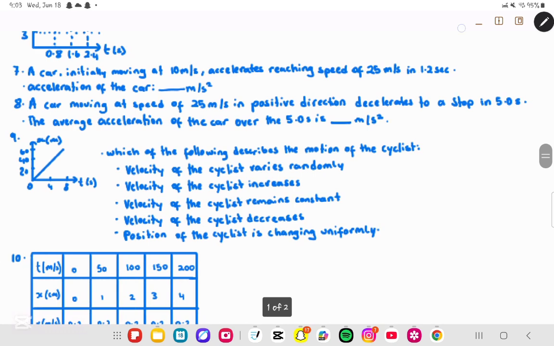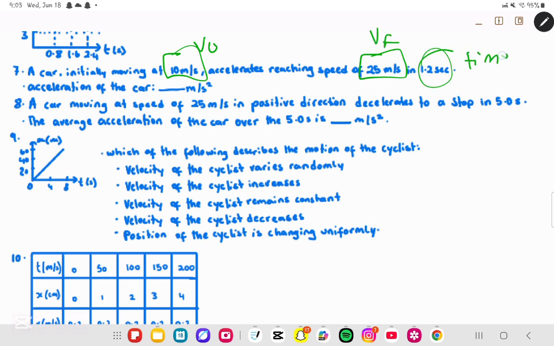A car initially moving at 10 meters per second, this is V initial, accelerates reaching a speed of 25 meters per second, so this is V final, in 1.2 seconds. This is the time. They want the acceleration of the car. Very simply, it is V final minus V initial over time. So V final is 25 minus V initial, which is 10, over the time, which is 1.2. So it's going to be 12.5 meters per second squared.